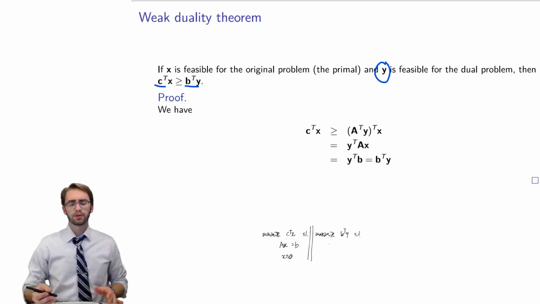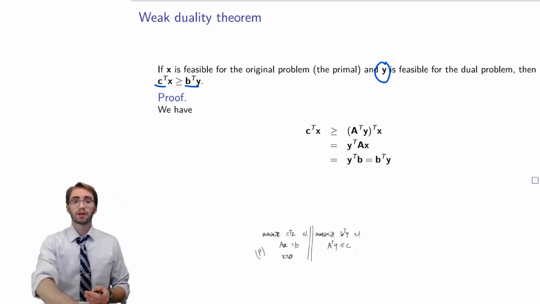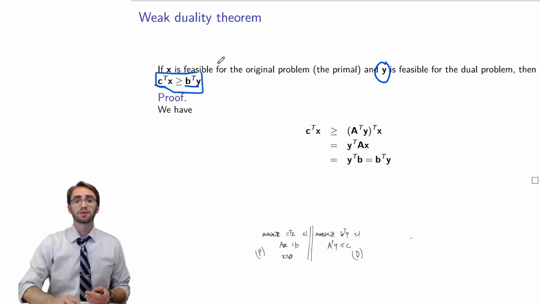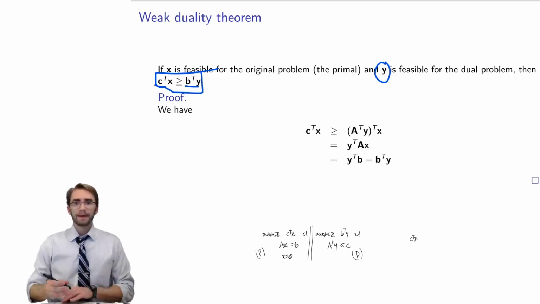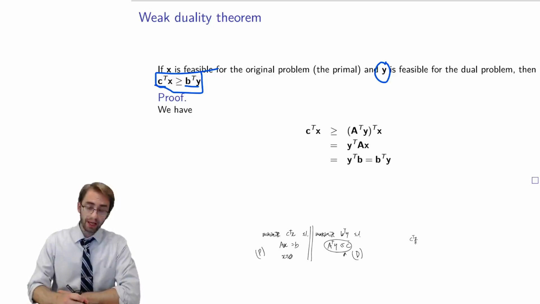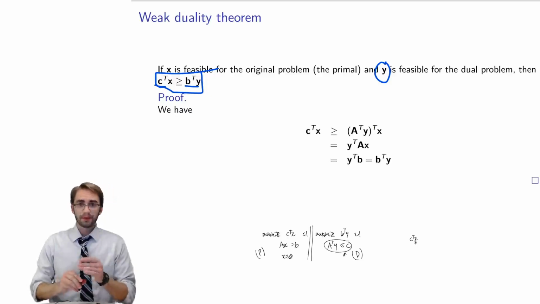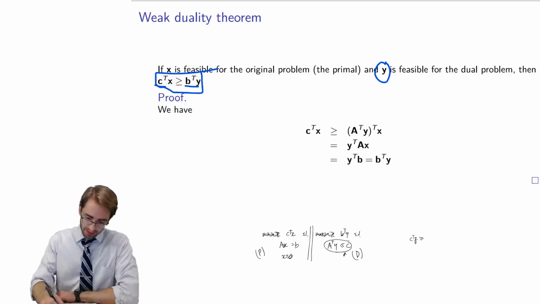So what is true about this? We want to show that C transpose x is greater than or equal to B transpose y. This is our goal here. So how does this work? Well, for C transpose x, we have A transpose y less than or equal to C from this constraint here. And since x is all non-negative, we therefore know that C transpose x has to be greater than or equal to, substituting A transpose y for that C there, A transpose y, transpose x.